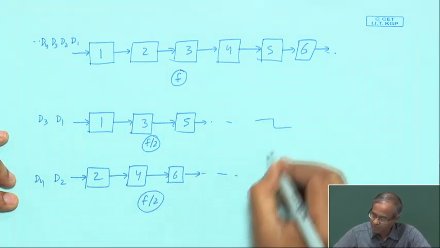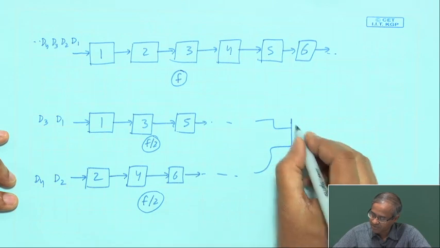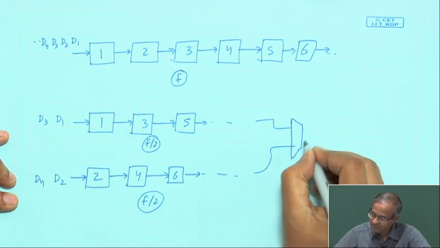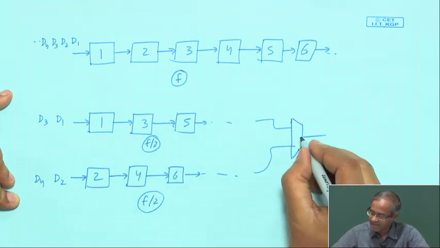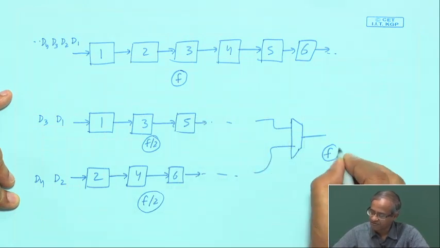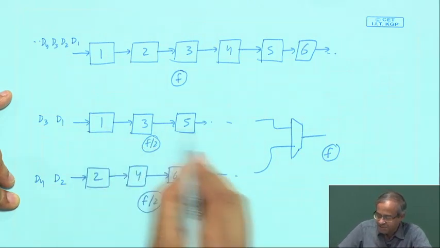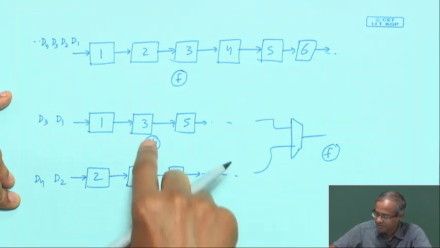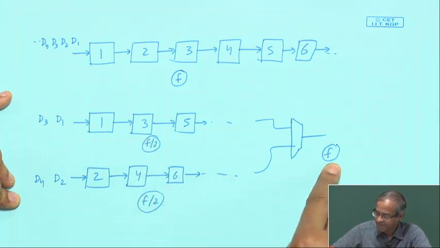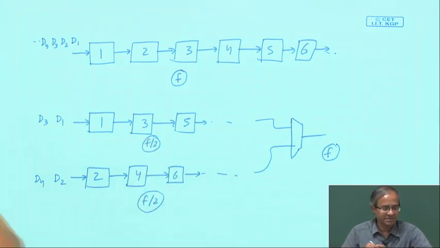But in the final output, if I use a multiplexer, I can take the outputs alternately from this and this, and I can generate the output at a frequency of f. Each of them is shifting at half this speed, but overall the data coming out will be at double this rate, it will be f. So, the idea is something like this. I am showing the diagram.